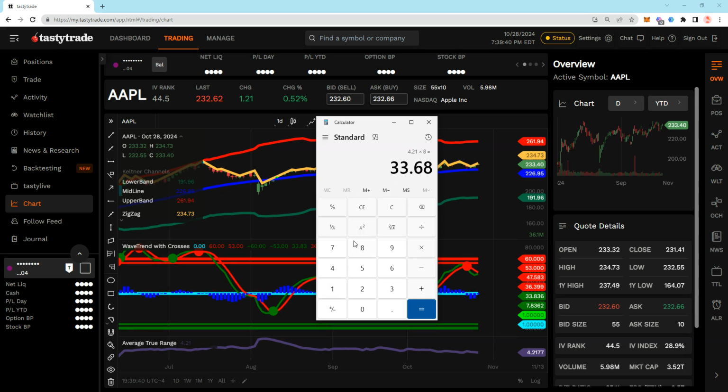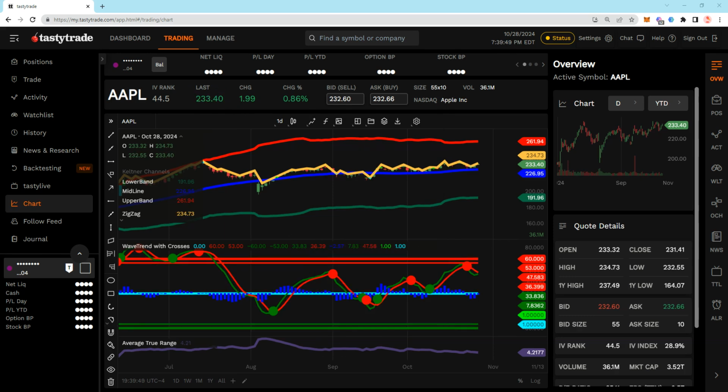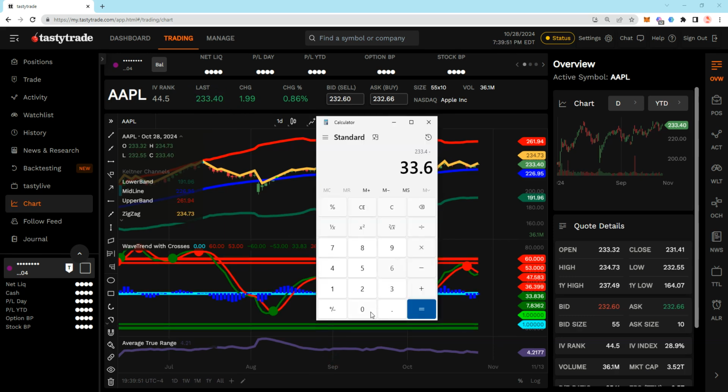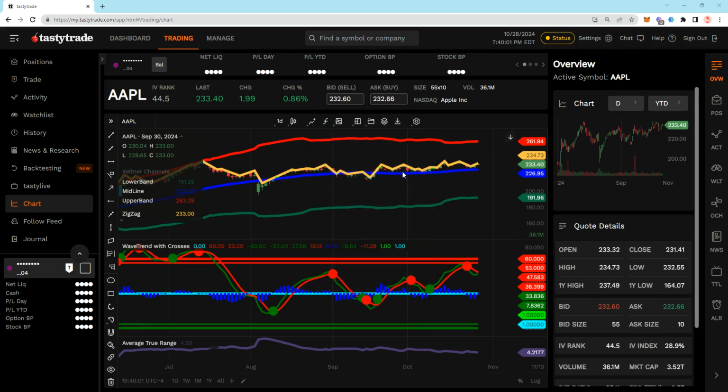So the math is pretty simple. We take the number. Remember, we got $33.68. We got $233.40, the price today right here, minus $33.68. It's $199.72, so about $200. Now I know that I'm gonna sell put options on Apple, the 200 put options, in order for me to generate passive income, daily passive income of $100. So let's go do that.